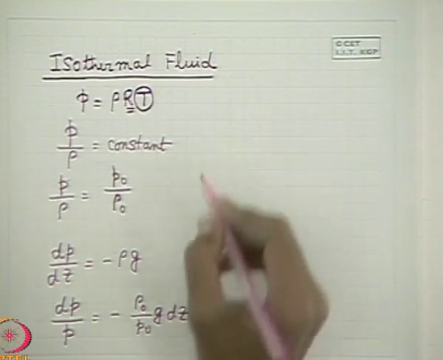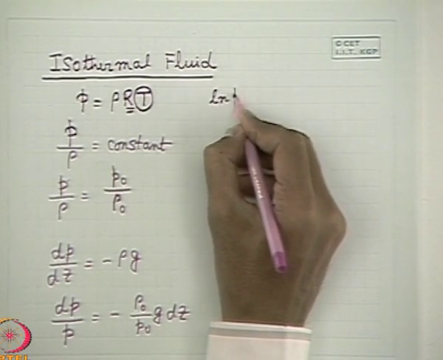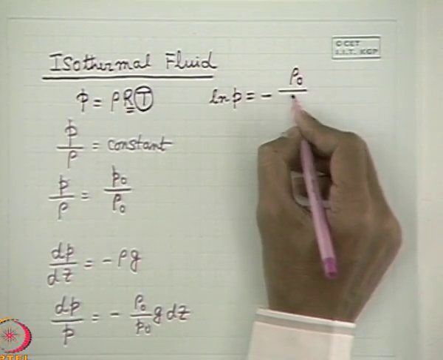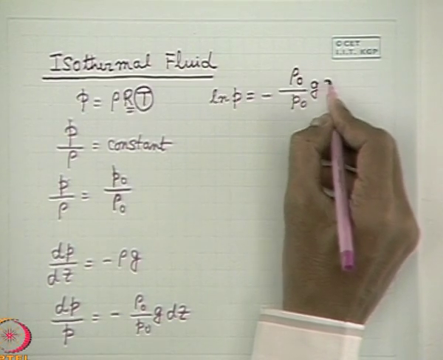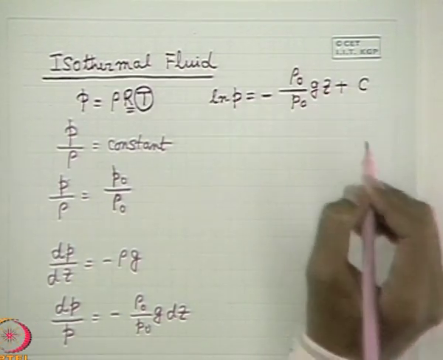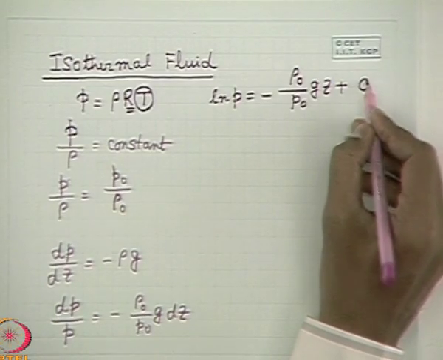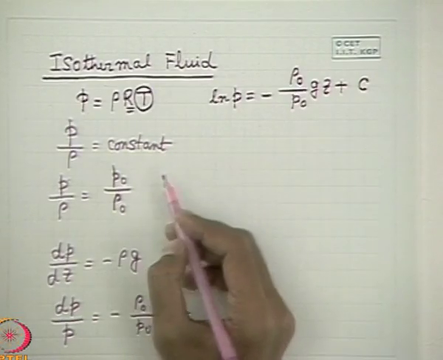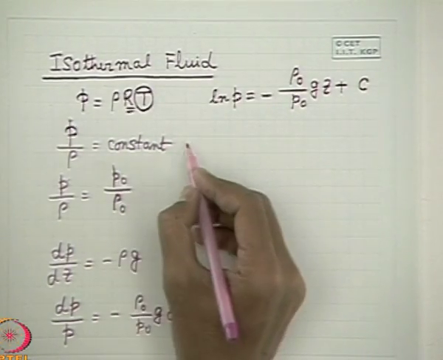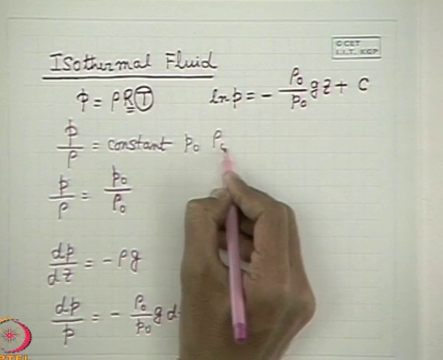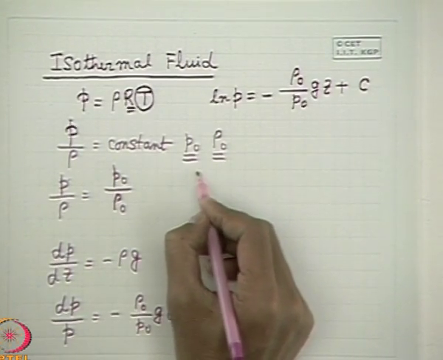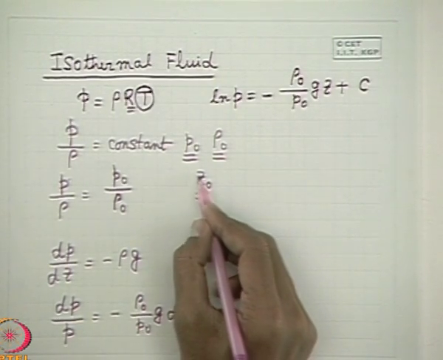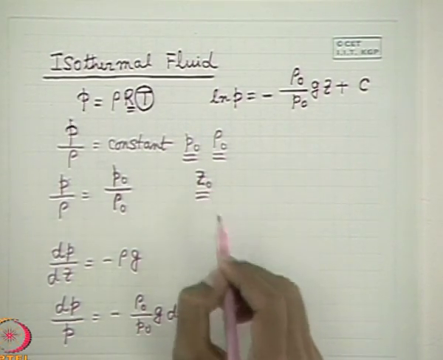Now if we integrate this, we get ln P is equal to, very simple, rho 0 by P0 times g z. These are the constants defined by the reference state, plus some constant. This constant we can find if we define the z coordinate at this reference state of P0 and rho 0, where pressure is P0 and density is rho 0. The z coordinate from any reference coordinate axis is z0.